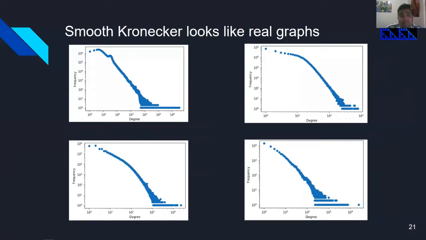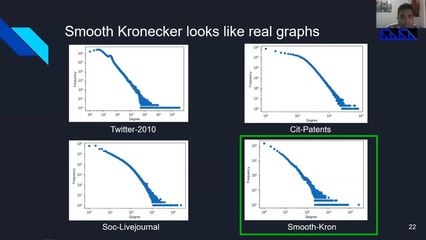Graphs generated using Smooth Kronecker have a smooth degree distribution, just like real graphs. I'm showing you the degree distribution of 4 graphs, 3 of which are real graphs, and the other is a synthetic graph generated using Smooth Kronecker. Can you spot the synthetic graph? If you were able to spot the Smooth Kronecker graph correctly, congratulations, you have a keen eye for detail.